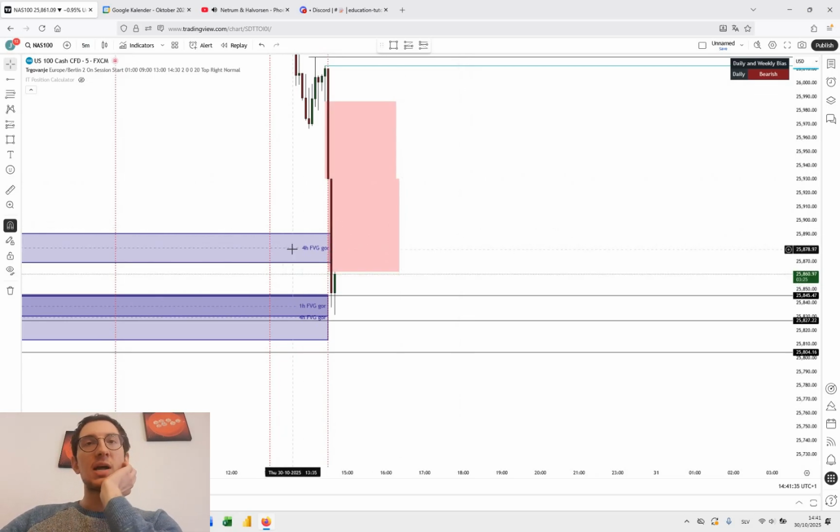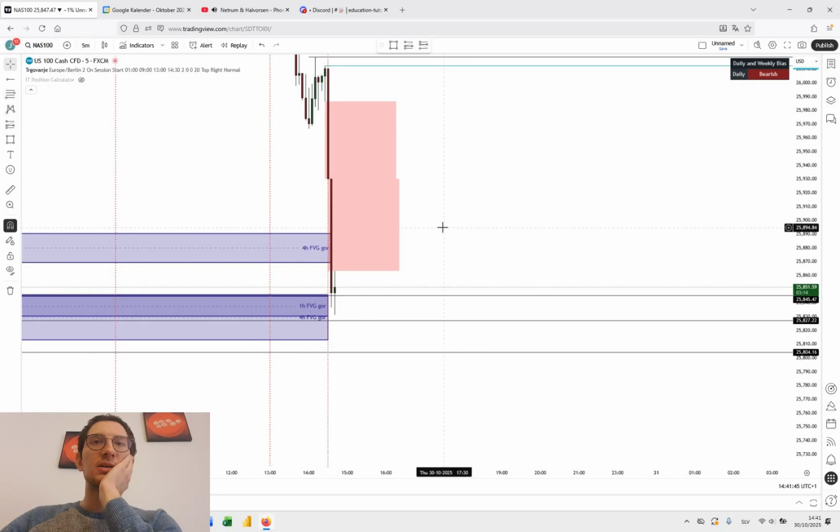The 4 hour candlestick will close in 20 minutes. So then we will see if this will actually become an inverse fair value gap or not. But yeah, let's take a look. Let's see.